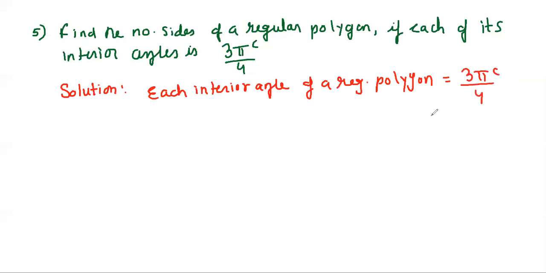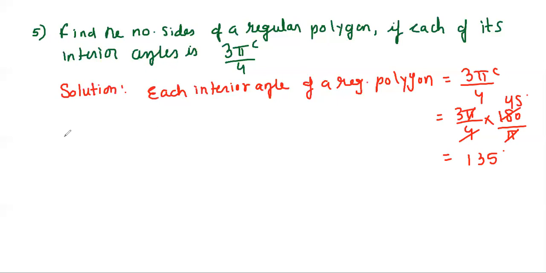Now let me convert this into degrees. What I need to do is multiply 3 pi by 4 into 180 upon pi, beta. I can cancel this pi and pi. I can even cancel this 4: 45 fours are 180, correct. Now we have 45 into 3, that is 135 degrees, my each interior angle. Now the exterior angle, what would be the exterior angle?